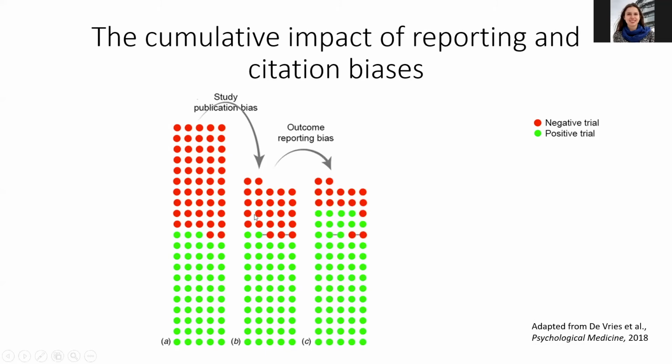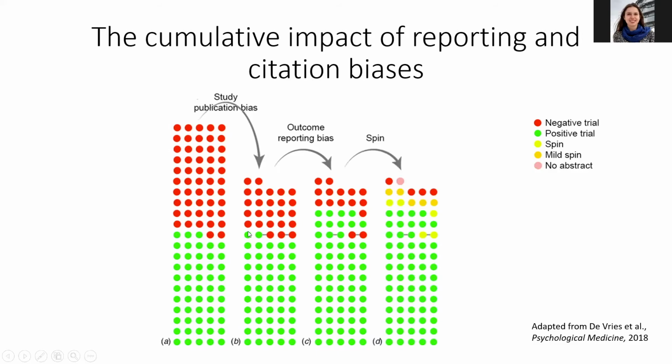Out of the trials considered negative by the FDA, 40% of them were published. Here you see they become green, so they were published as positive, either by omitting unfavorable outcomes or highlighting outcomes that were only secondary.